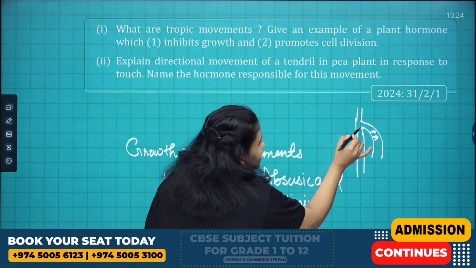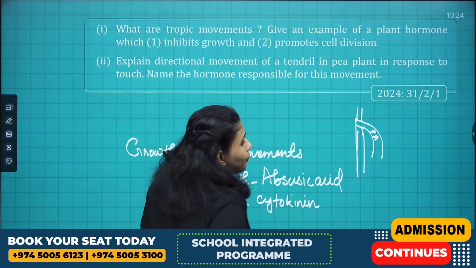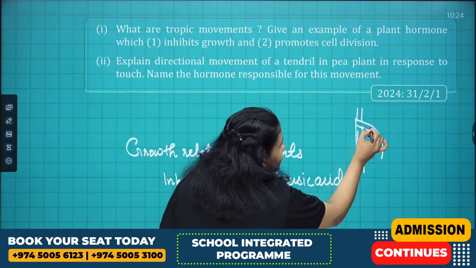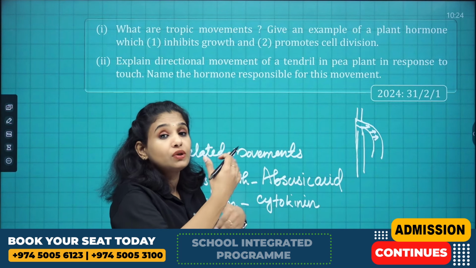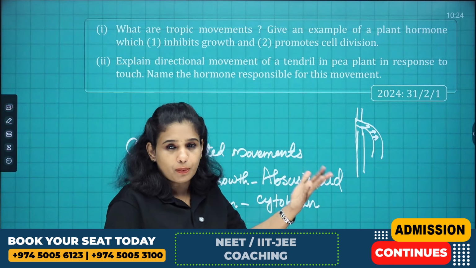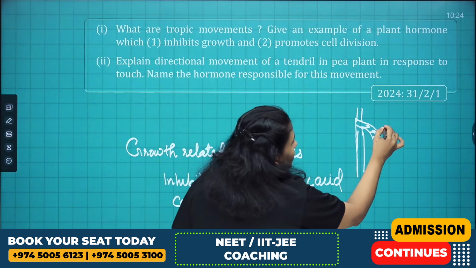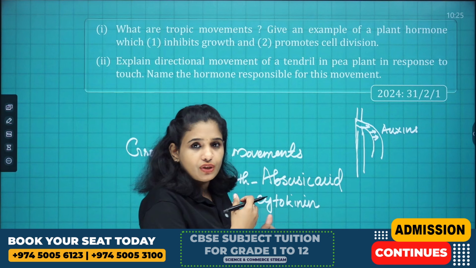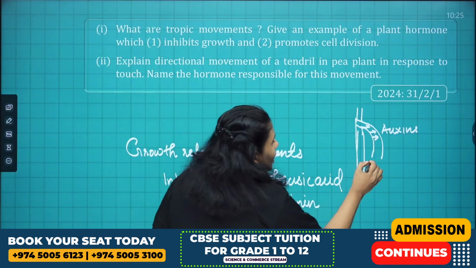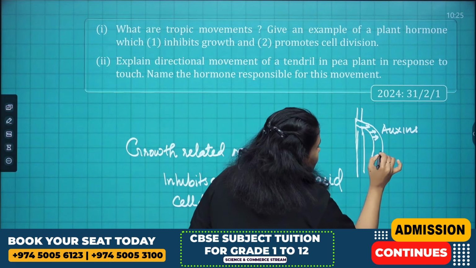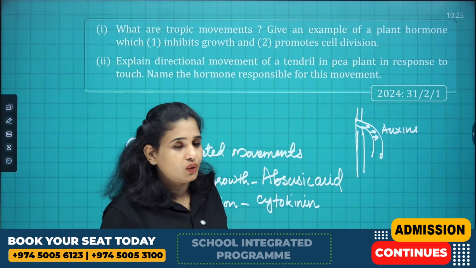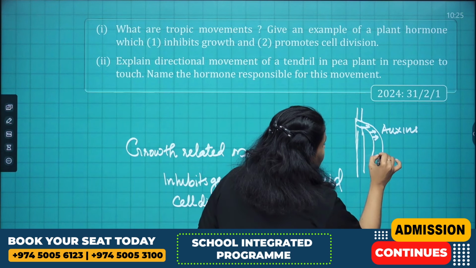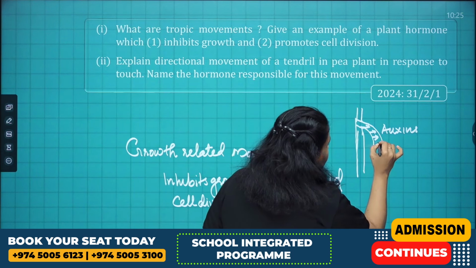When the tendril touches a support, the auxins will move to the opposite side of the touch. When the auxins move to the opposite side, what happens? The cells elongate. The function of auxins is cell elongation, we know that. So the cells will start elongating from this side.